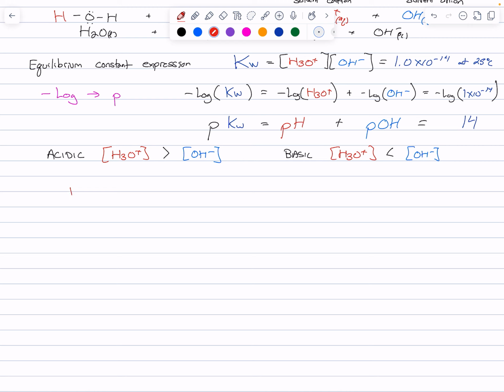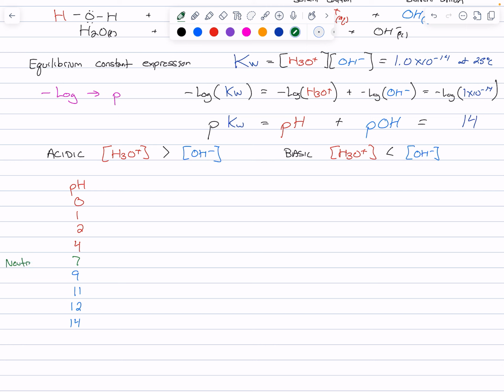So we've got pH. We'll do 0, 1, 2, 4. We'll do 7. And then I'll do 9, 11, 12, and 14. All right, so this would be neutral. These are acidic.